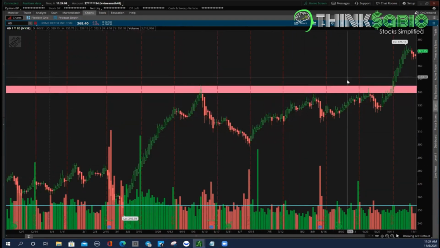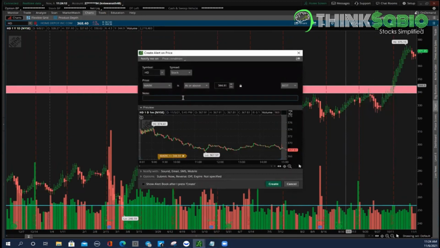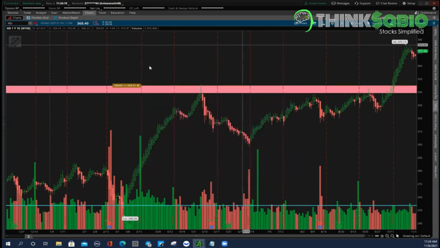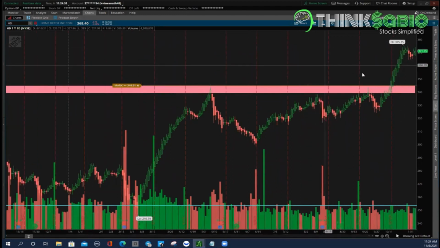And then all you have to do is right click, create alert, type HD breakout, and then click create. It will fire now because the price, when it is market hours, it will basically fire and give me an alert because it is actually above this, right? So all you have to do is set an alert here. Now let's just see what's happening right now, right?